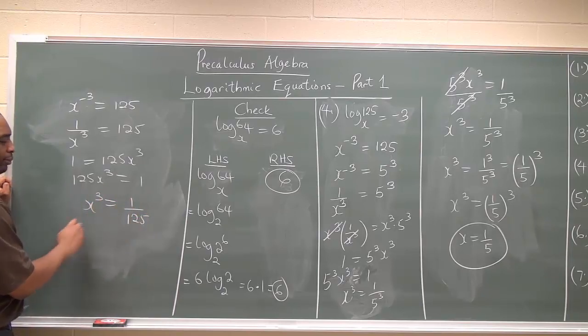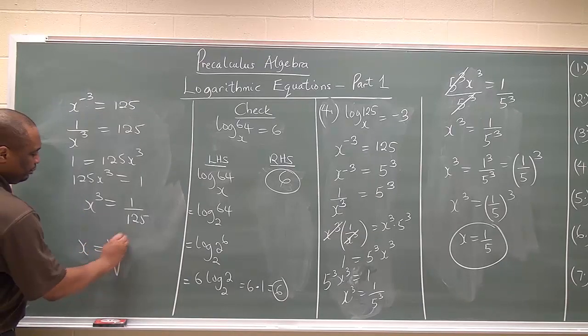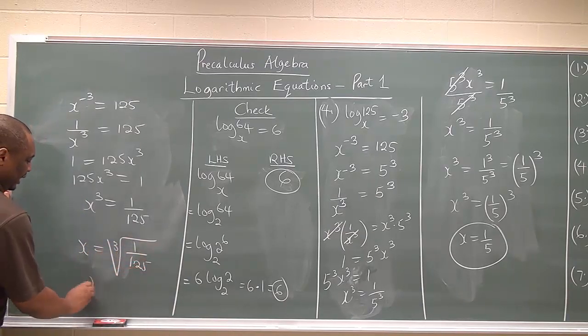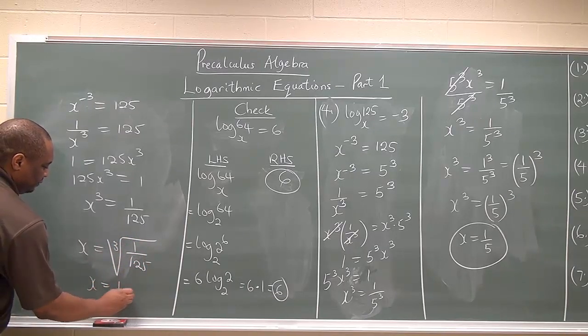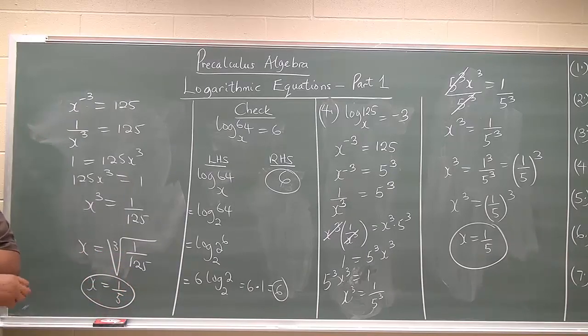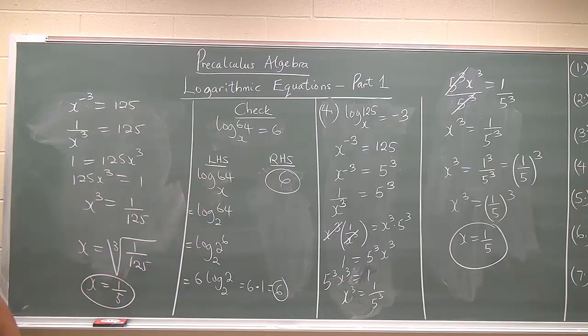And then you take the cube root of both sides. If you take the cube root of both sides, x will be the cube root of 1 over 125, and x will be equal to 1 over 5, because the cube root of 1 is 1, and the cube root of 125 is 5. So if you want to do it this way, that's fine.